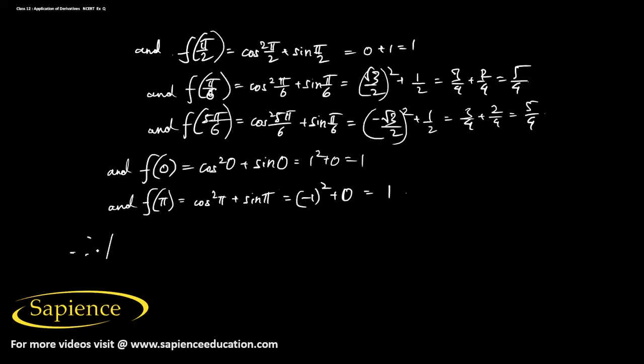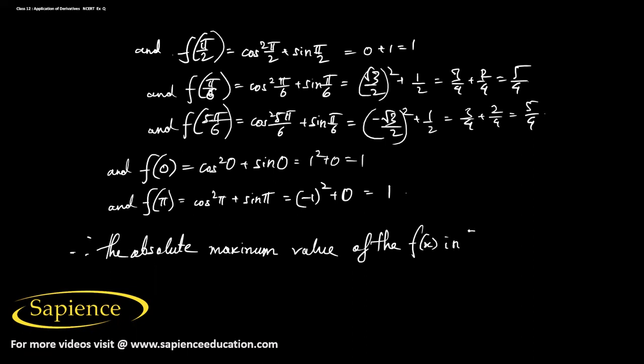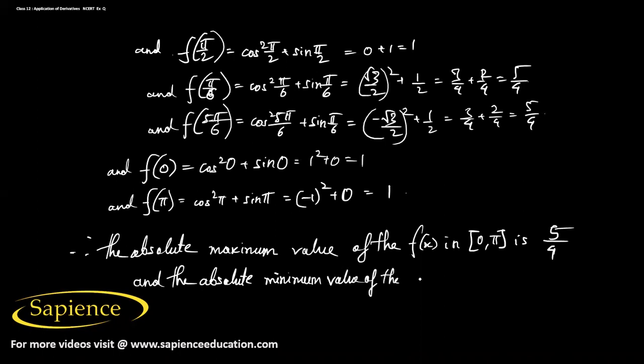So therefore, we can say that the absolute maximum value of the function f of x in the interval 0 to pi is 5 by 4, and the absolute minimum value of the function f of x in the interval 0 to pi is 1. So these are the answers.